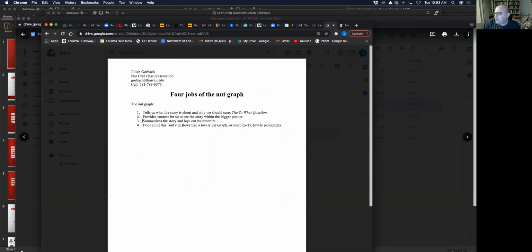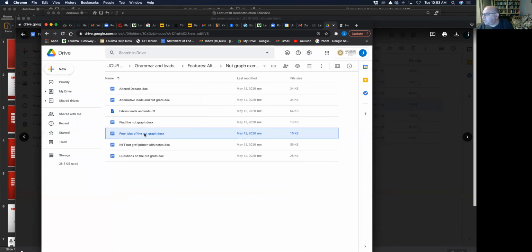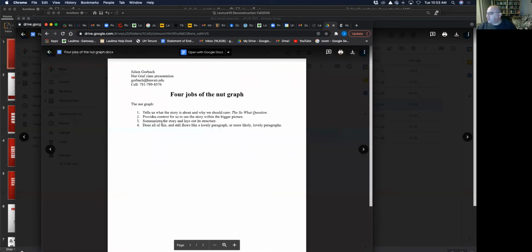Another thing it does, I would argue, and this helps you, which is very important as the writer, as much as it helps the reader, is that it lays out the structure. It sort of organizes the story. So what do I mean by that?